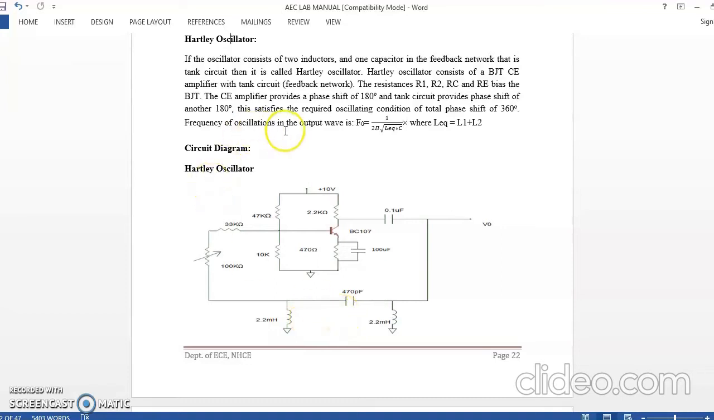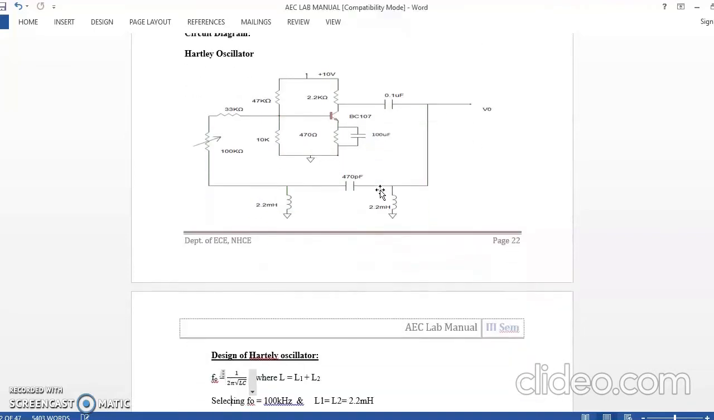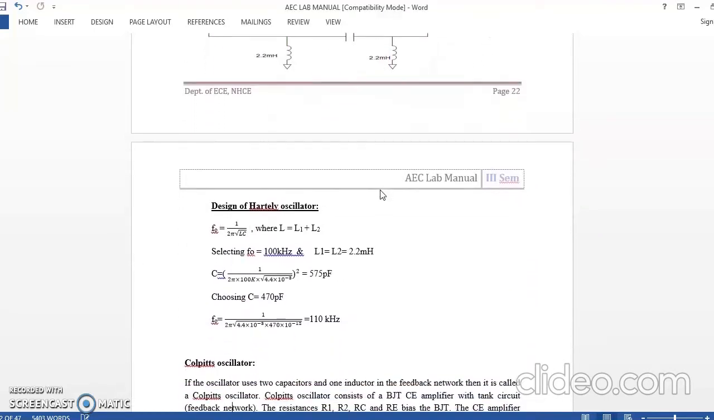The frequency of oscillations in the output wave is F0, which is equal to 1 upon 2 pi under root L equivalent into C, where L equivalent is L1 plus L2. So this is how Hartley oscillator gives frequency of oscillation.